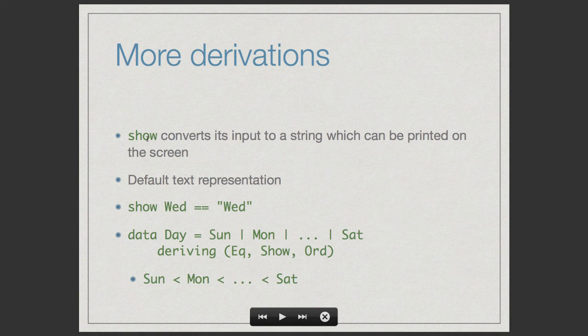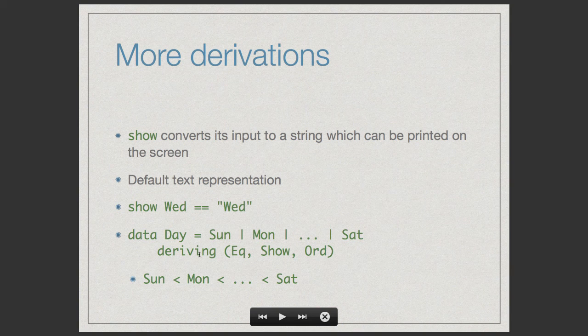We need not define it explicitly for the data type Day. If we do not give an explicit definition, there is a default definition that Haskell provides, which is to just give a default text representation for the data value. For instance, show Wed is just the string Wed.